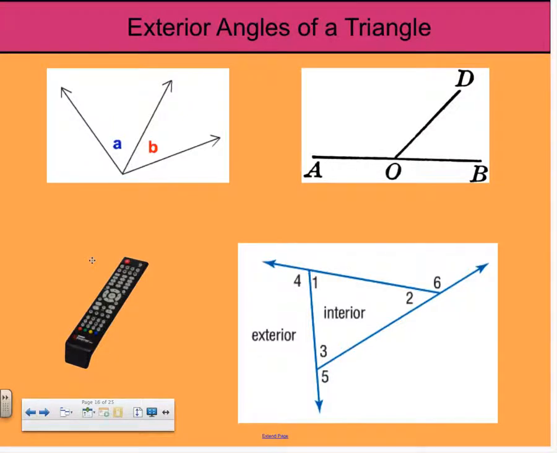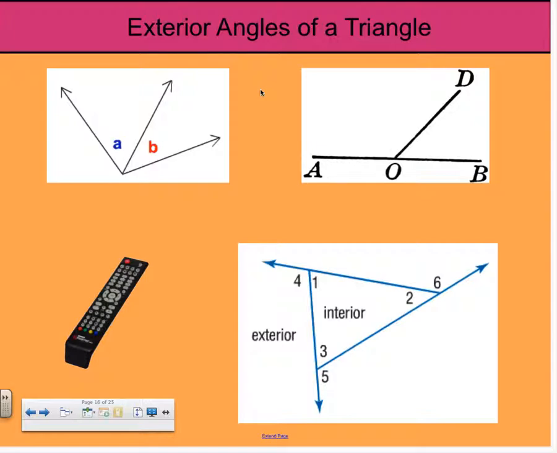We have looked at two examples that involve interior angles of a triangle and adding those angles up to equal 180 degrees. We are still going to need to use interior angles, but we're going to add something new. We're going to add exterior angles.